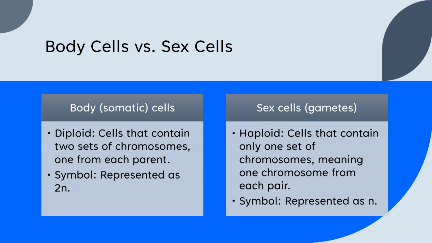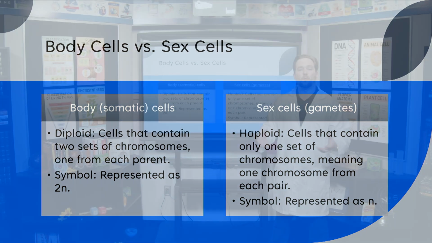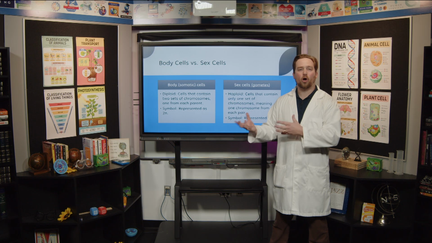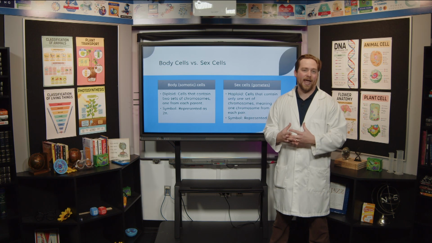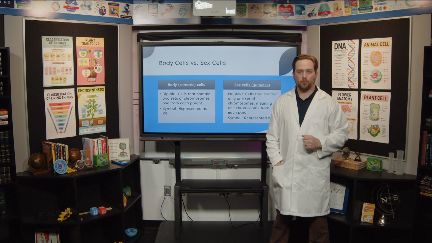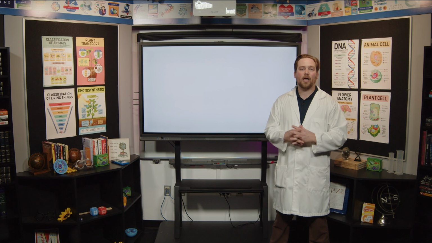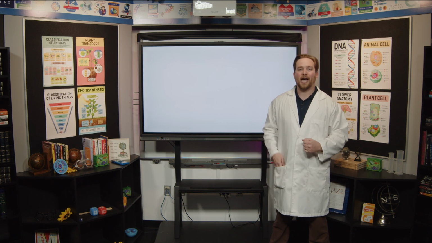So your sperm cells and egg cells have 23 chromosomes. Not 23 pairs, just 23. That's what we mean when we represent it as N. It's the number of chromosomes, but we don't write it in pairs. And we're going to talk about why that's so important and how that happens as we go through the lesson today.